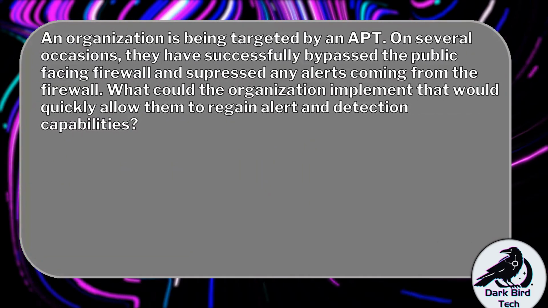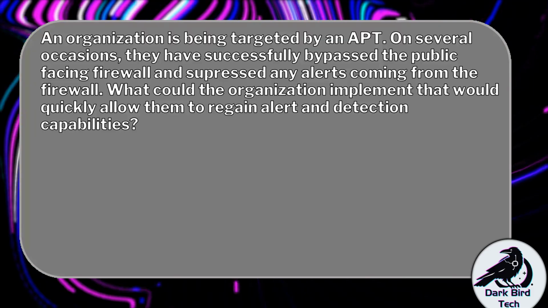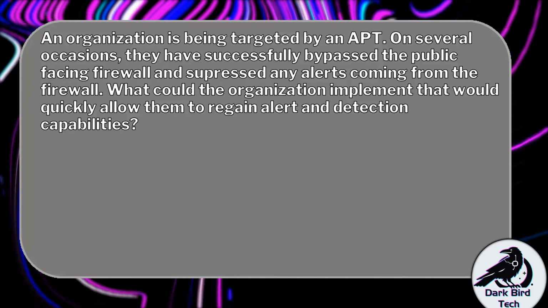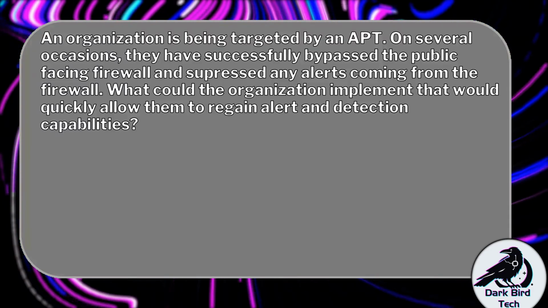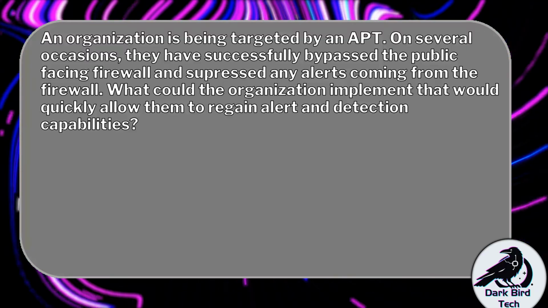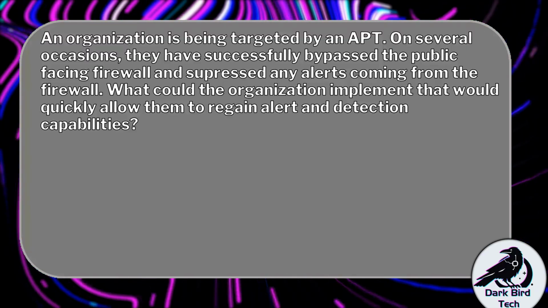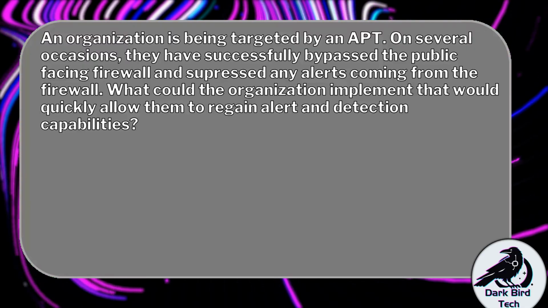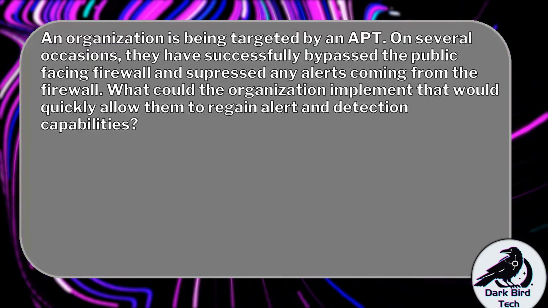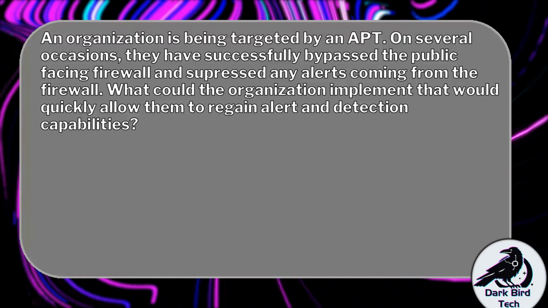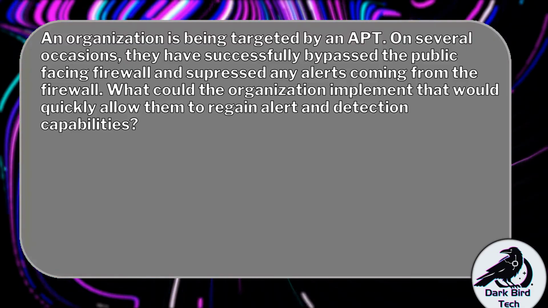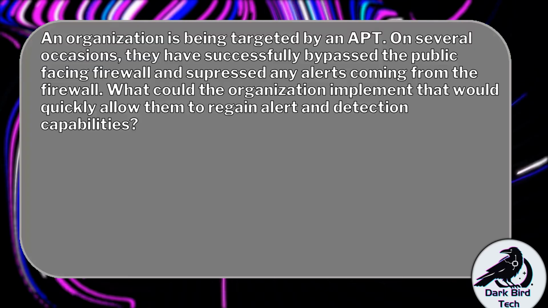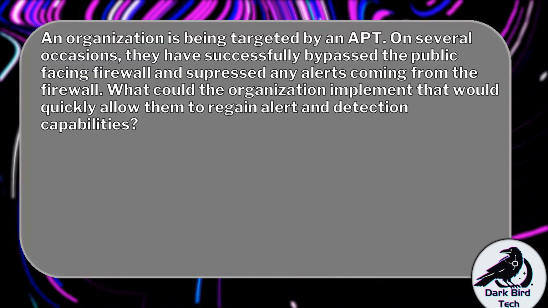All right, question 30. An organization is being targeted by an Advanced Persistent Threat Actor group, or an APT. On several occasions, they have successfully bypassed the public-facing firewall and suppressed any alerts coming from the firewall. Okay, these guys are pretty good then. What could the organization implement that would quickly allow them to regain alert and detection capabilities?